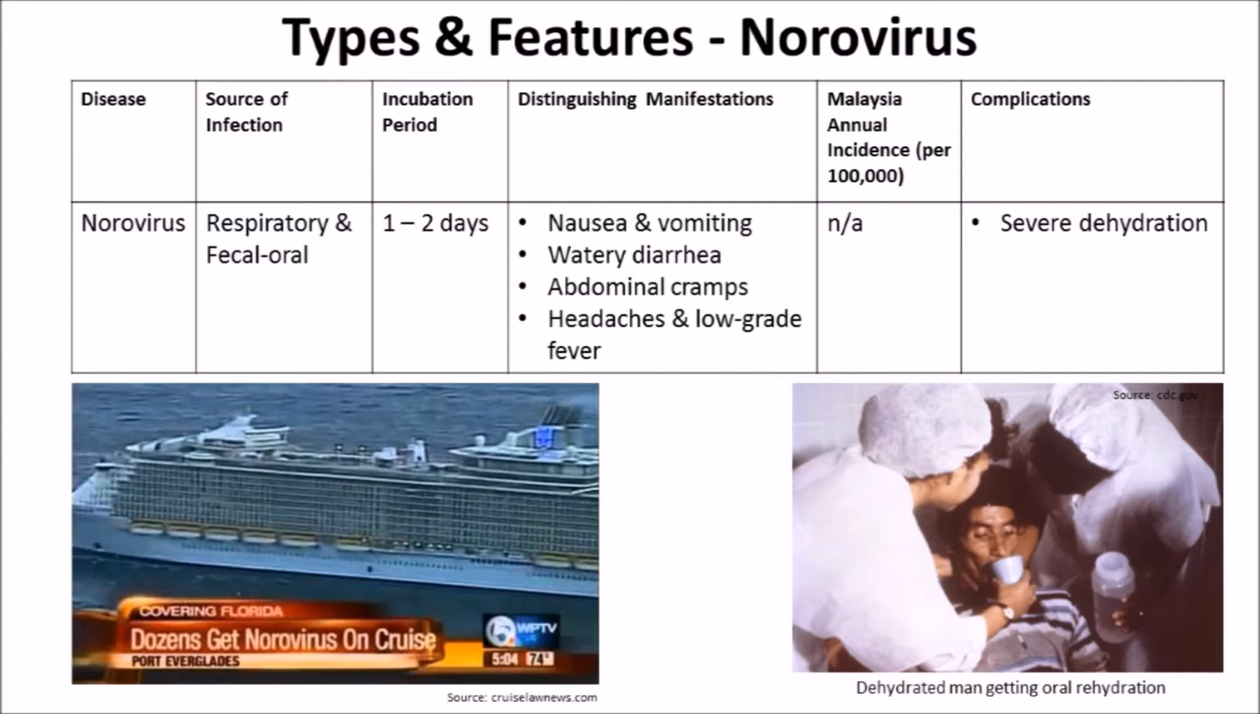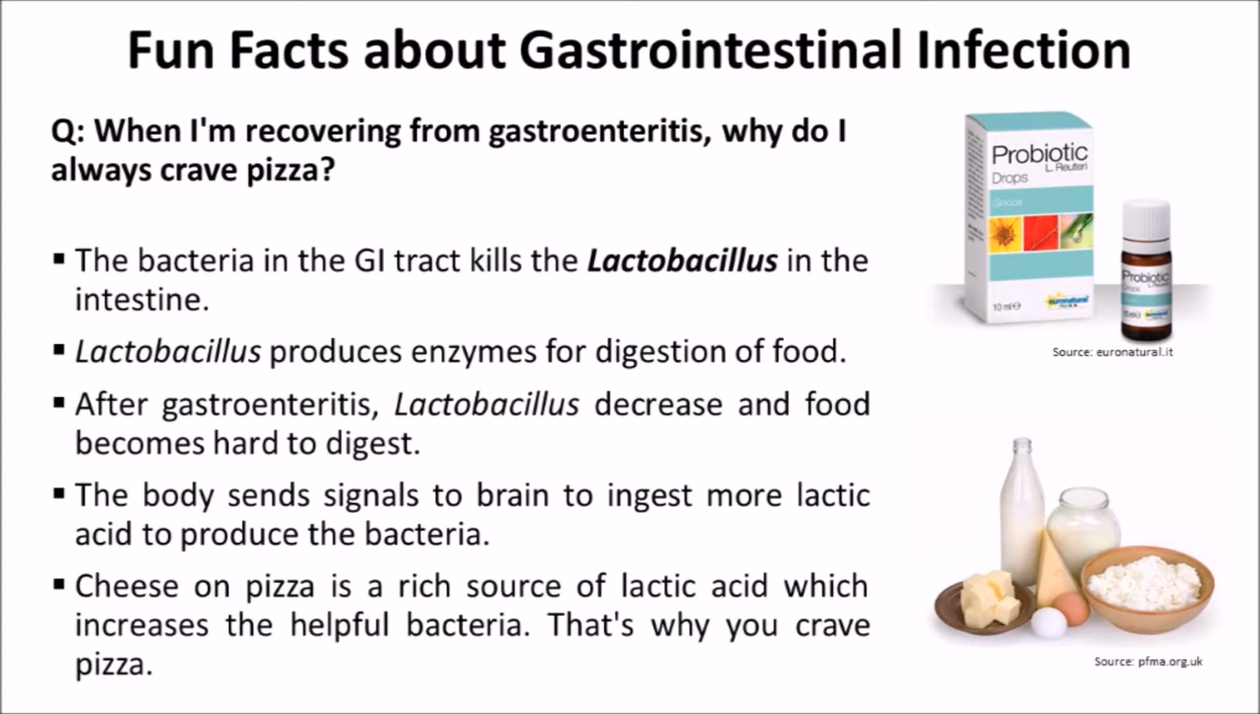I came across this interesting question from a patient to a doctor, asking why he craves pizza in the midst of recovering from gastroenteritis. Accordingly, the bacteria that cause gastroenteritis kill and reduce the probiotic lactobacillus in the intestine, which is responsible for the digestion of food. With the probiotic being reduced, the food becomes hard to digest. This sends a signal to the patient's brain to ingest more lactic acid in order to produce more probiotic in the intestine, which makes the patient crave cheese, or in his case, the cheese in the pizza, that is rich in lactic acid.